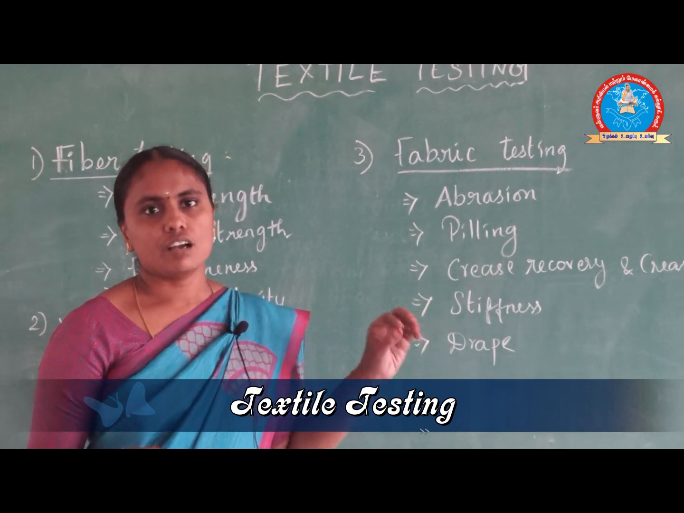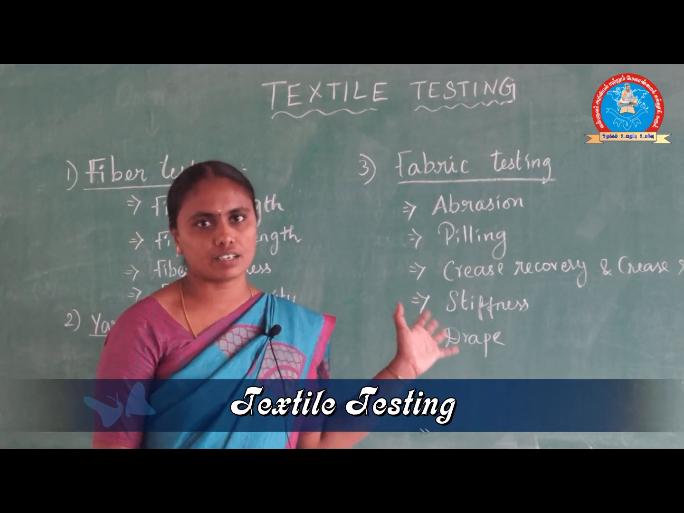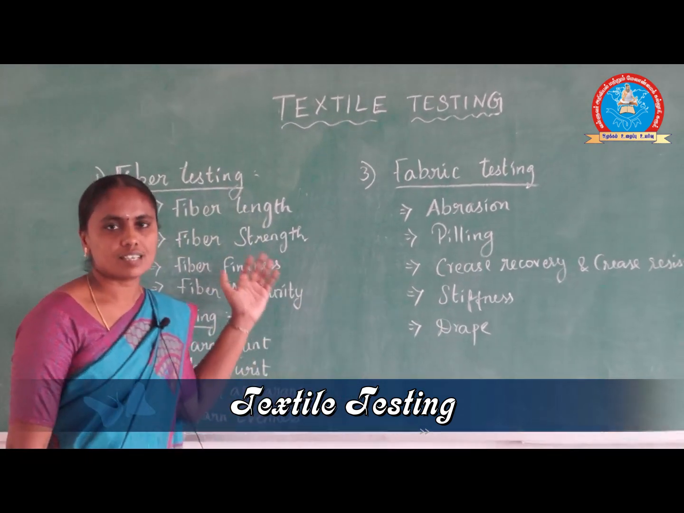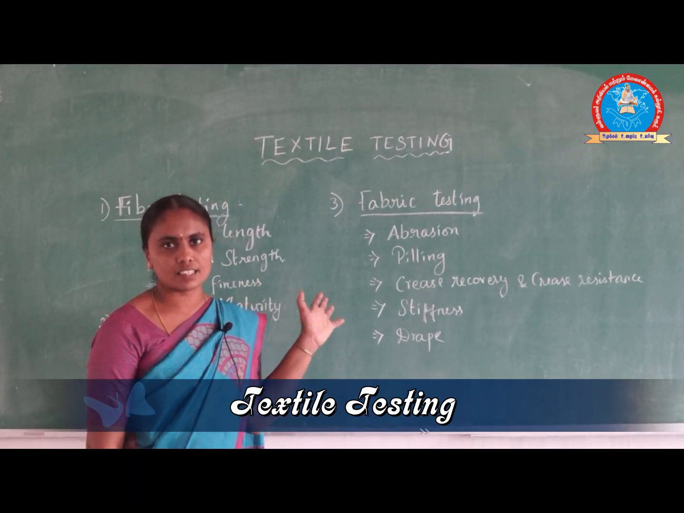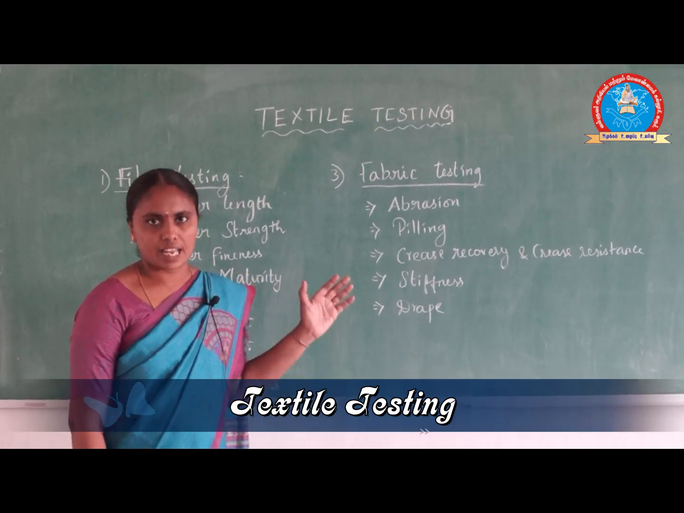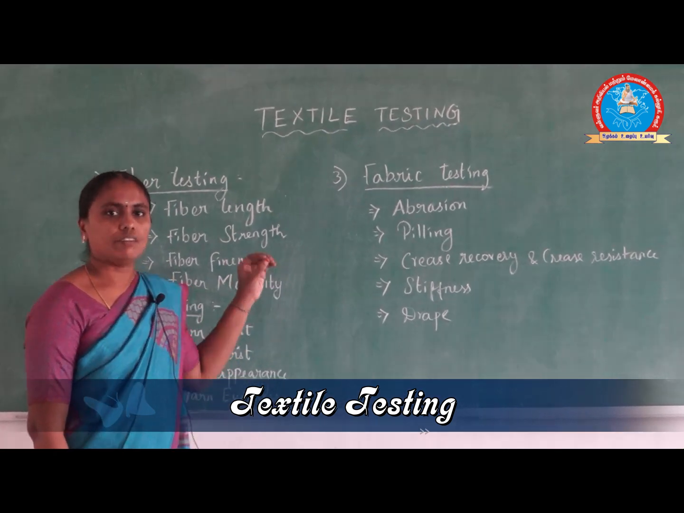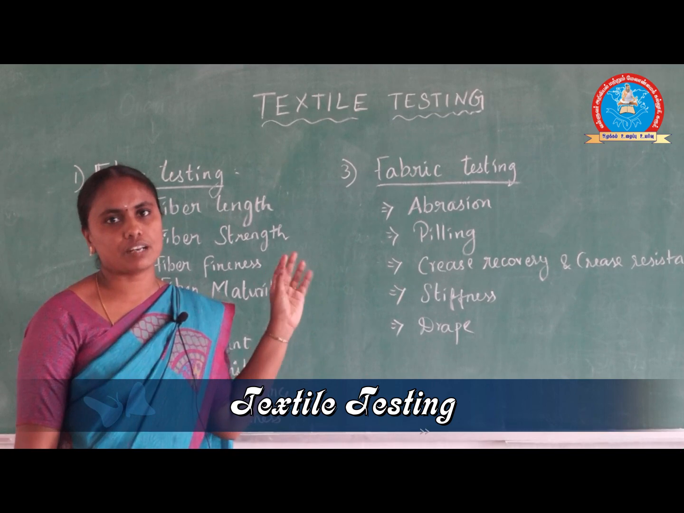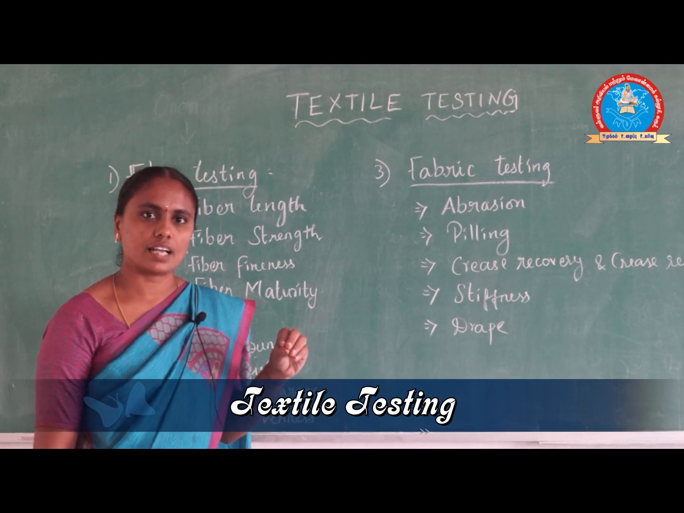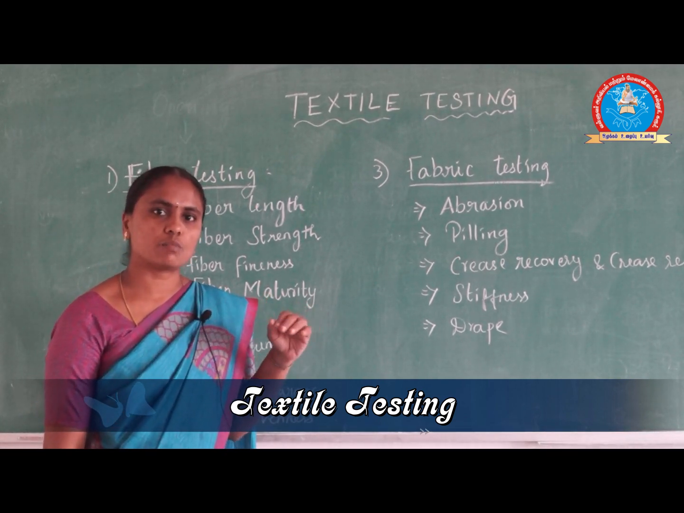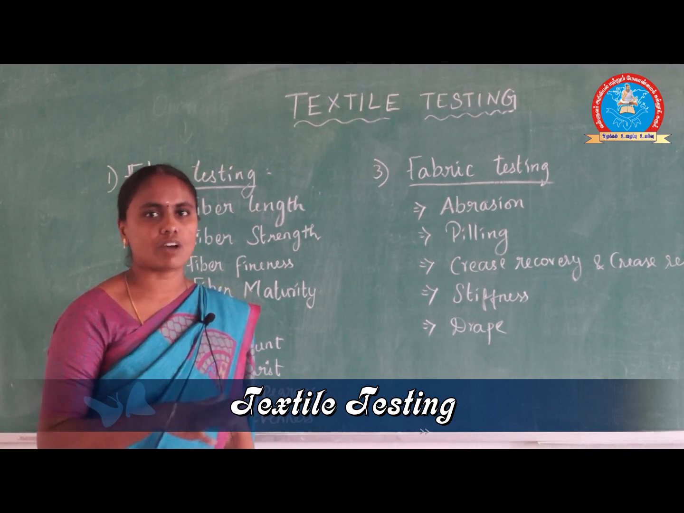In textile testing, from fiber to fabric, a lot of tests are included. For example, first, fiber testing. Many tests come under fiber testing: fiber length, fiber strength, fiber fineness, fiber maturity, and so on. In fiber length, some instruments are used to determine the fiber length, such as the bar sorter and fibrograph. Those instruments are most commonly used in all textile fields to determine the fiber length.